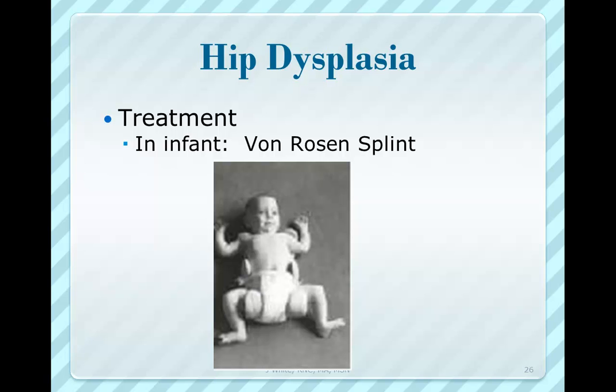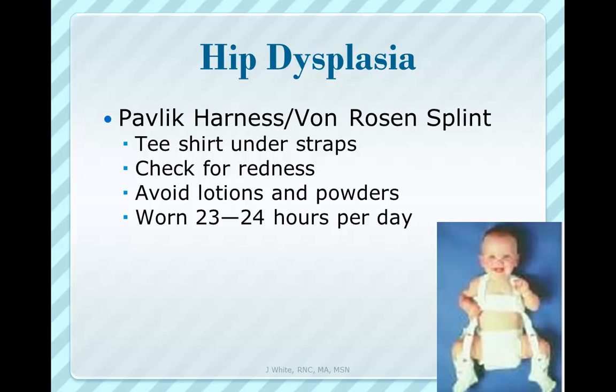And then there's the Von Rosen splint, which is like having 2 padded rubberized coat hangers go over the front of the shoulder, down the back, and then under the thighs. So again, it's flexing and abducting the hips. This works well because moms can't get it off. Therefore, if the baby's fussy about it, they won't take it off. Diaper change is easy. Many of the clothing will fit over it, so this works well. That's the Von Rosen splint. Again, 23 hours a day.